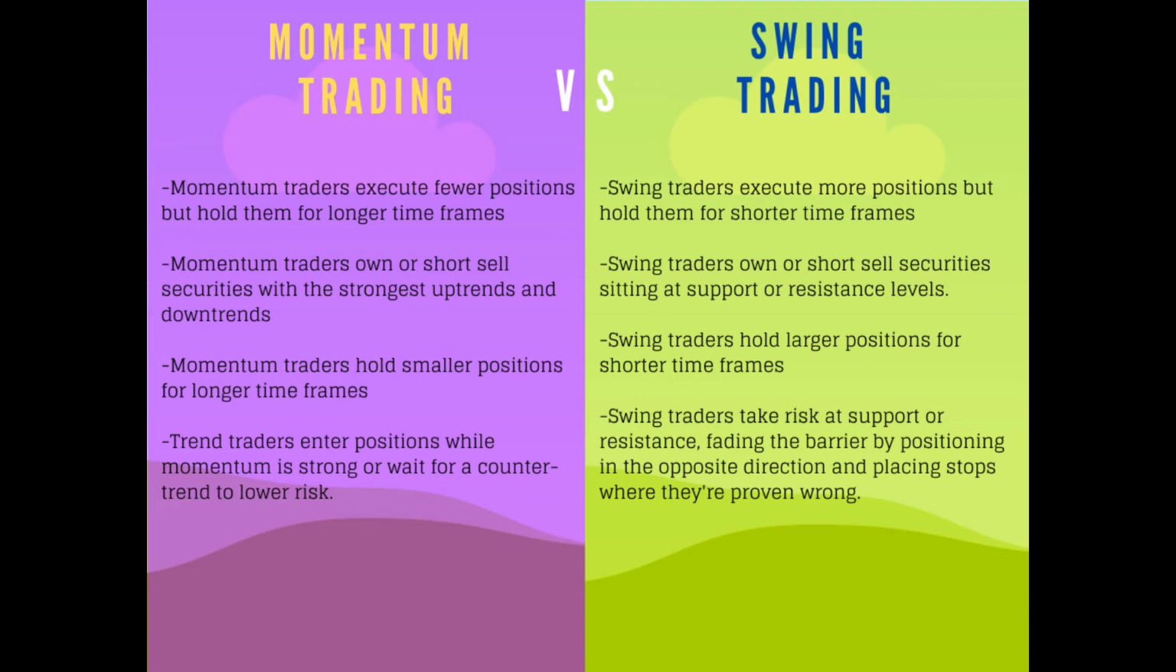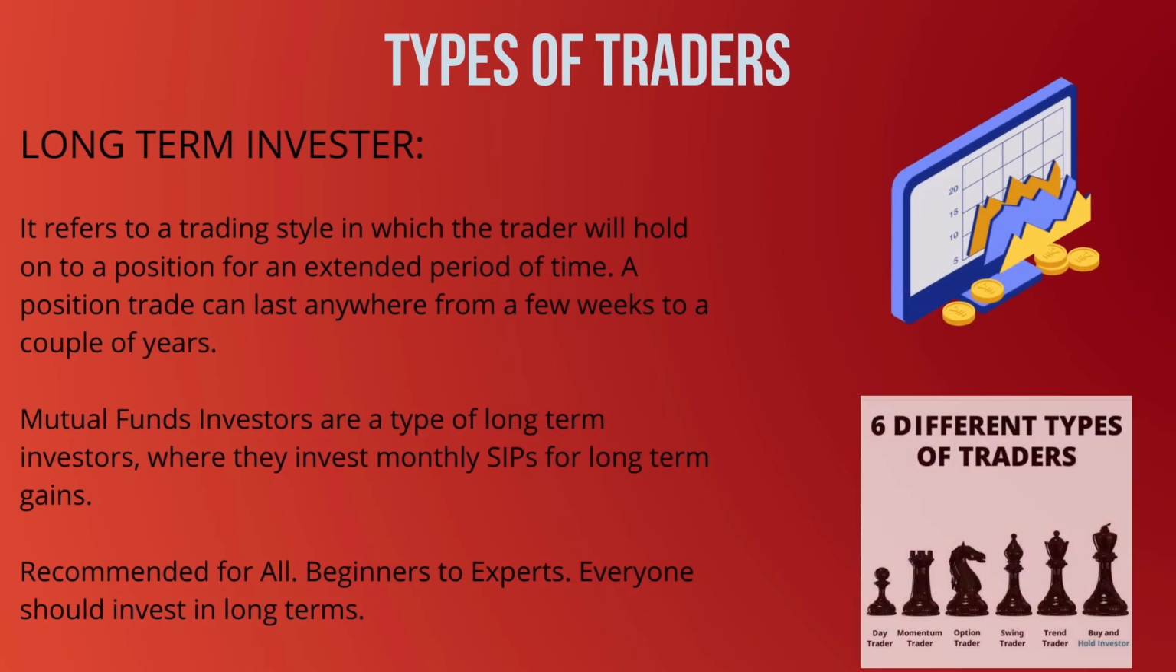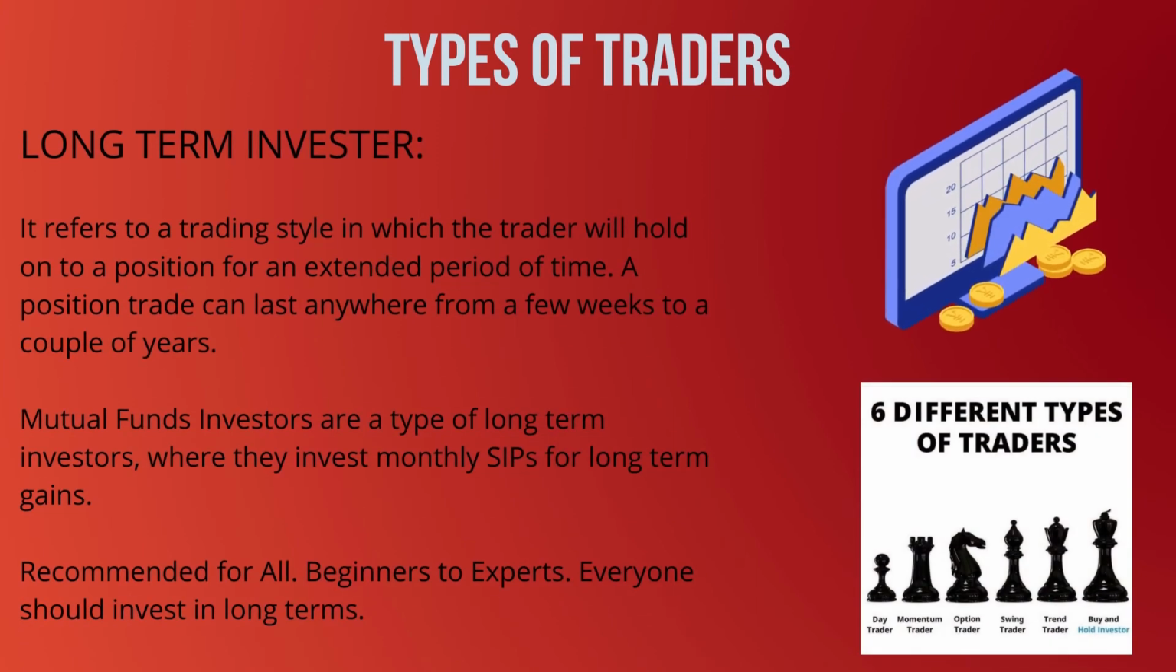Momentum traders execute fewer positions but hold them for a longer time. Swing traders execute more positions but hold them for shorter time frames, and all these other points. So this is all you need to know about swing trading and momentum trading. Moving on to the next one, we have long-term investors or traders.